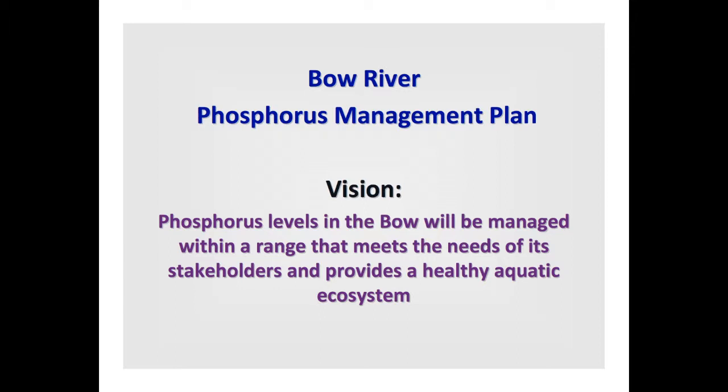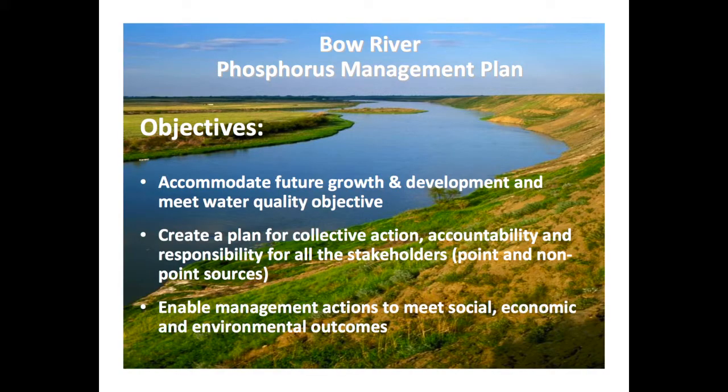So the vision then of the Bow River Phosphorus Management Plan is that phosphorus levels in the Bow will be managed within a range that meets the needs of its stakeholders and provides a healthy aquatic ecosystem. The objectives of the plan are to accommodate future growth and development and meet water quality objectives, to create a plan for collaborative action, accountability, and responsibility for all the stakeholders, both point and non-point, and this is what we call the shared stewardship, that everybody has a responsibility in some way.